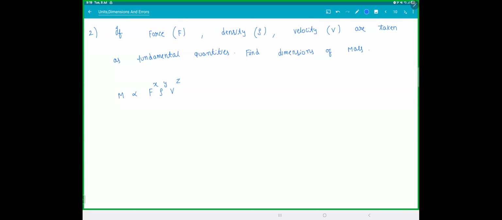Any answers? M power 1, L power 0, T power 0 is proportional to force, MLT minus 2. Mass into acceleration, so that is LT minus 2, power X. Density is mass by volume, so that is M, volume is L power minus 3, power Y. Velocity is L, T minus 1, power Z.